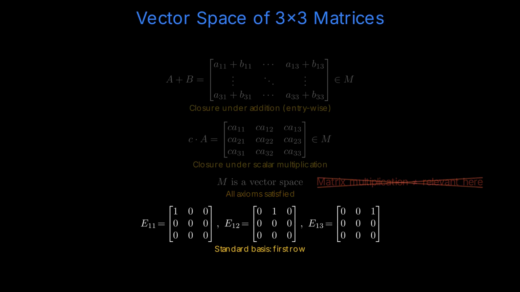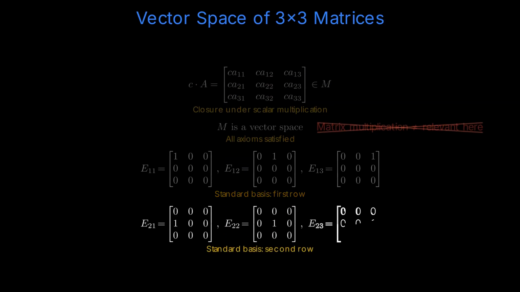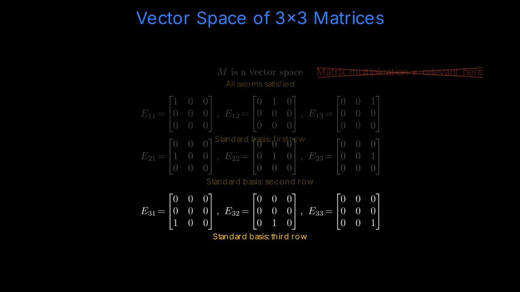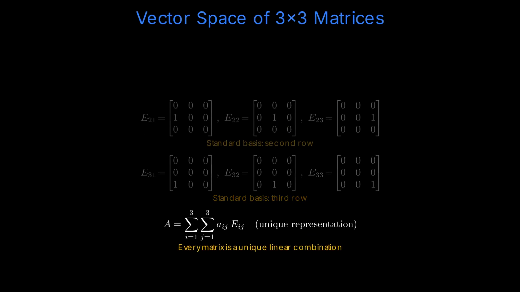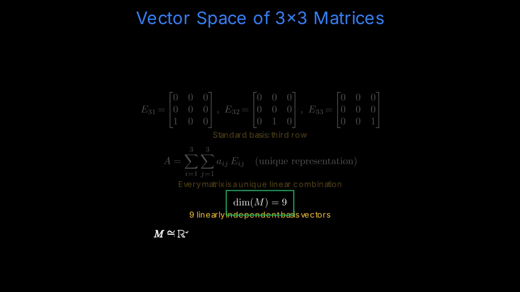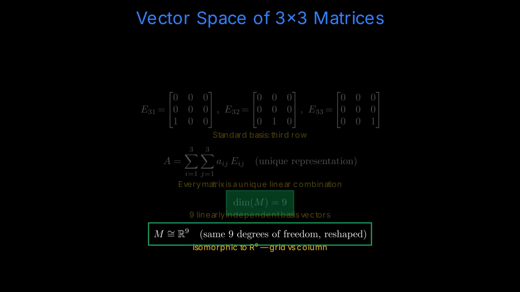Consider the 9 matrices E11 through E33, where Eij has a single 1 in row i, column j, and zeros everywhere else. Every 3 by 3 matrix can be written as a unique linear combination of these 9 matrices. For example, a matrix with entry Aij in position ij equals the sum of Aij times Eij over all i and j. Since we have 9 linearly independent basis vectors, the dimension of M equals 9. In other words, M is just R9 wearing a square costume. The same 9 degrees of freedom, simply arranged in a grid instead of a column.